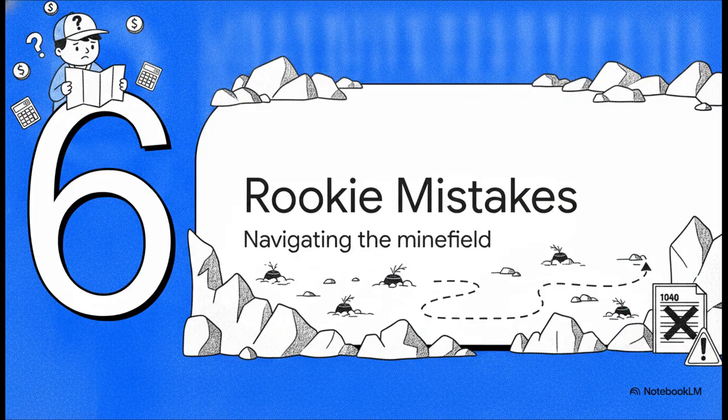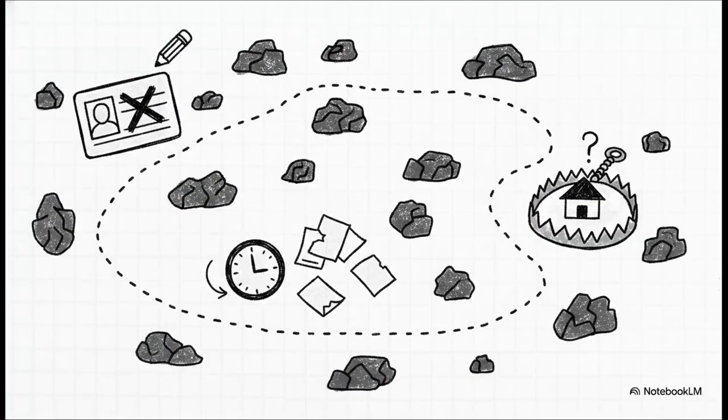Finally, Section 6, avoiding rookie tax mistakes. Navigating the minefield. Okay, here are the landmines that catch beginners every single time. First up, the typo rejection. You absolutely must verify the spelling of names and dependents against their actual social security cards. Why? Because the IRS e-file system is ruthless. I mean, if even one single digit of a social security number is wrong, the system will instantly reject the return. Second is missing W-2s.